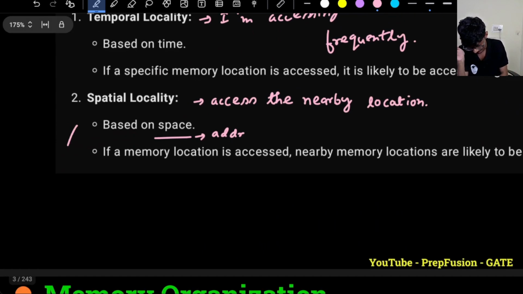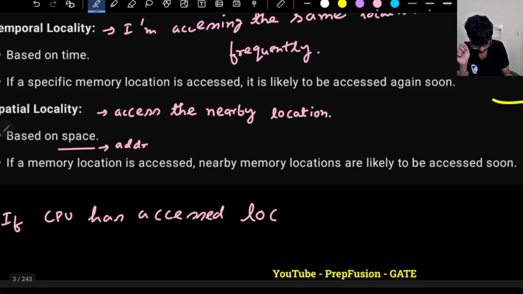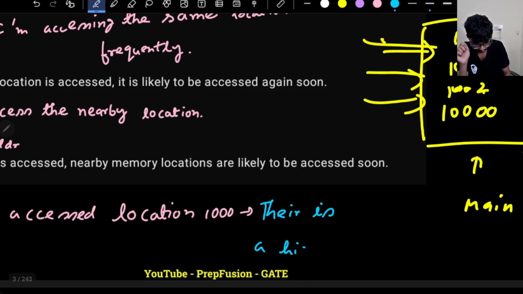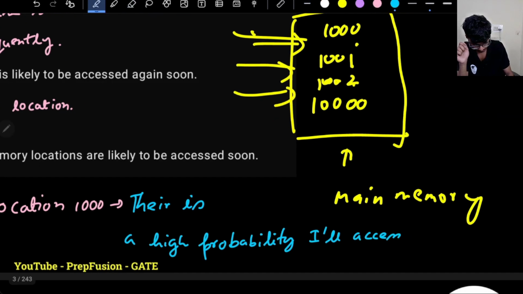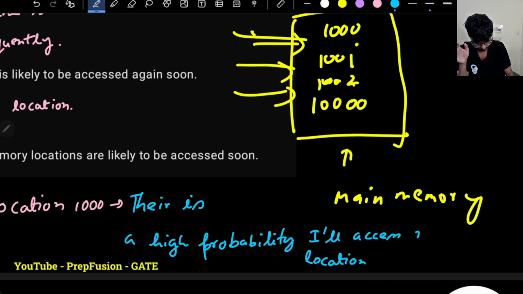So I will write here: if the CPU has accessed location 1000, there is a high probability I will access a nearby location of 1000 again.